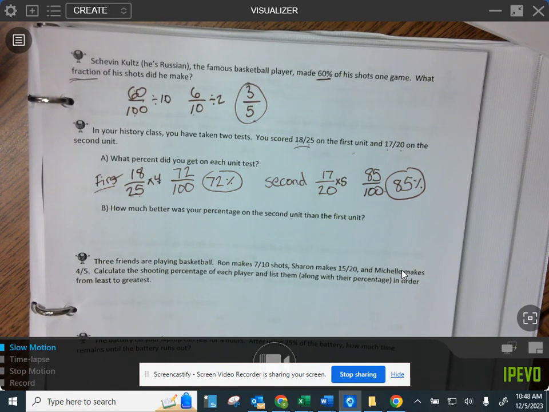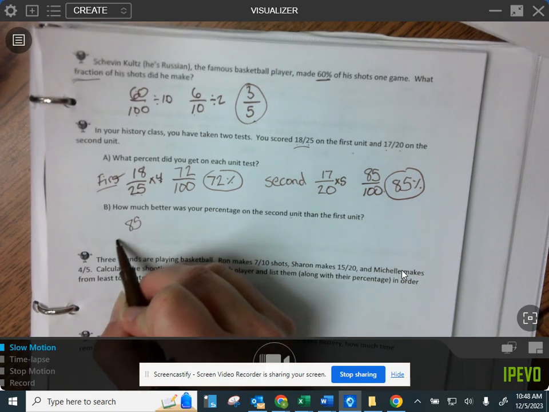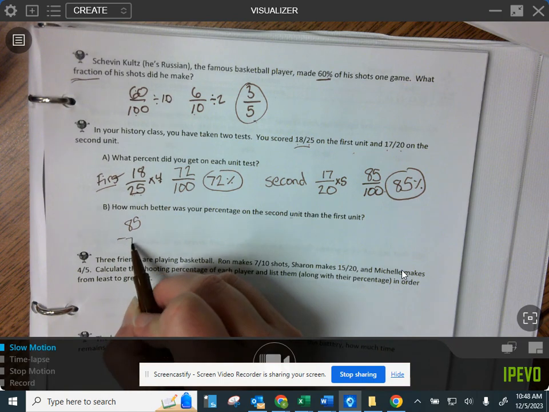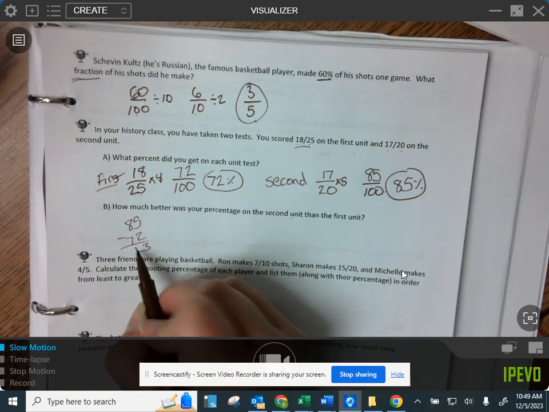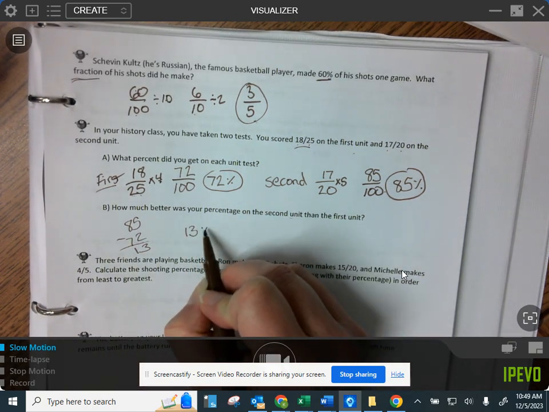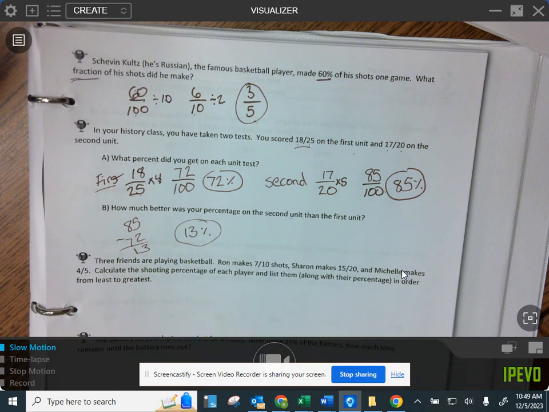How much better was it? What do you think, Dom? 85 minus the 72%, and I get 13. So it was 13% better.